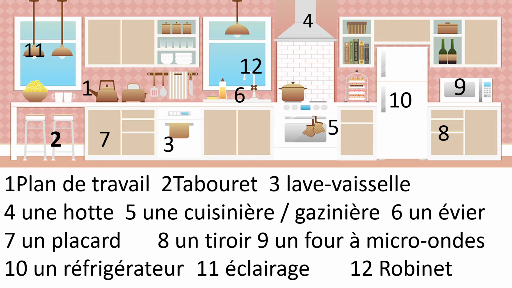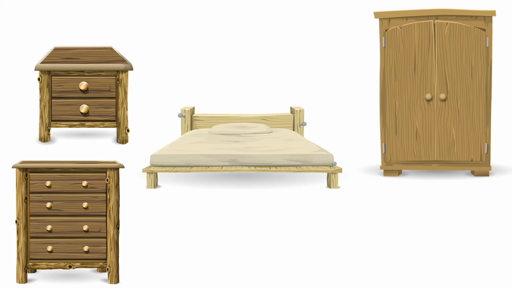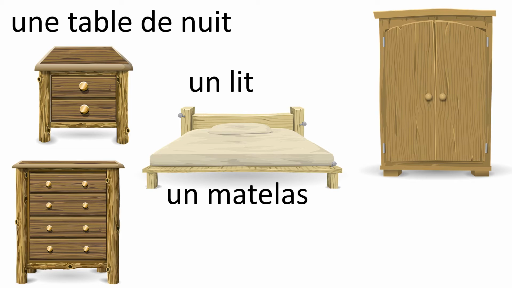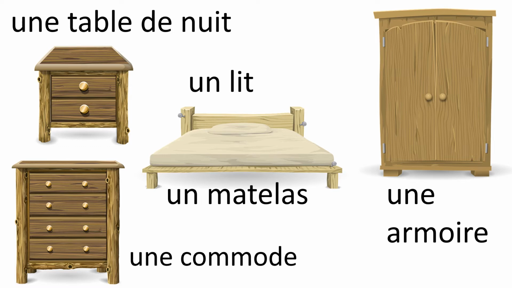What about your bedroom? Do you know the furniture? So you have une table de nuit, which is a bedside table. But the most important one is obviously your bed, un lit. And you sleep on a mattress, which is un matelas. And you have a wardrobe, une armoire, where you're going to put your clothes in, or une commode.